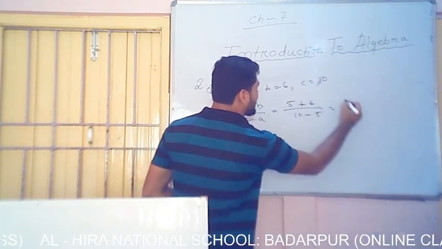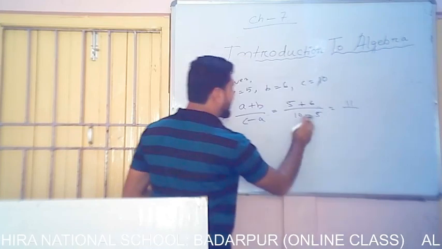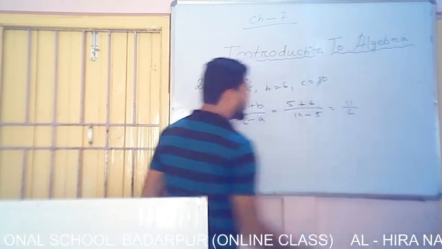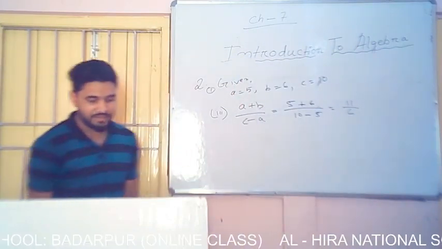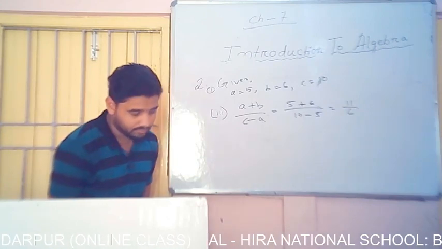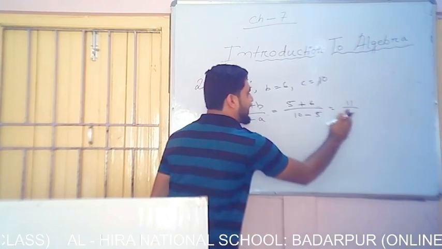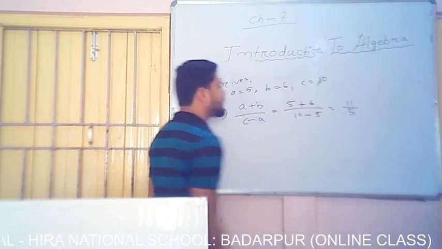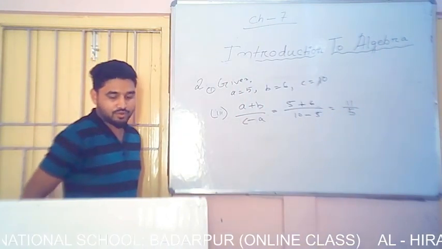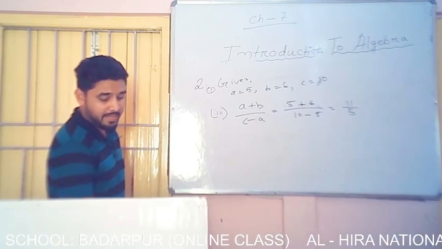So 5 plus 6 equals 11, and 10 minus 5 equals 5. Sorry, 5. 10 minus 5 equals 5. So the answer is 11 by 5.